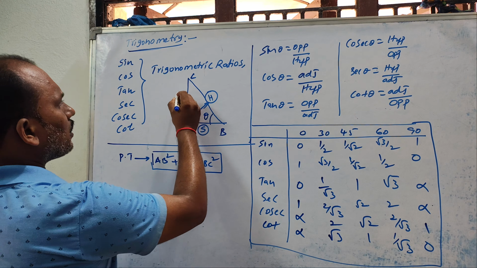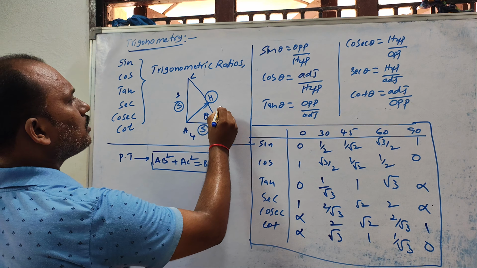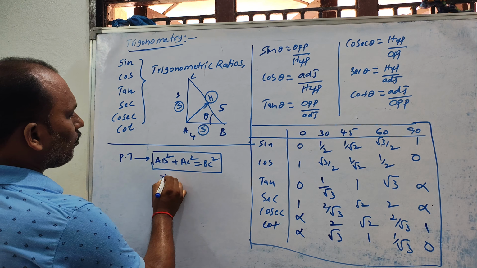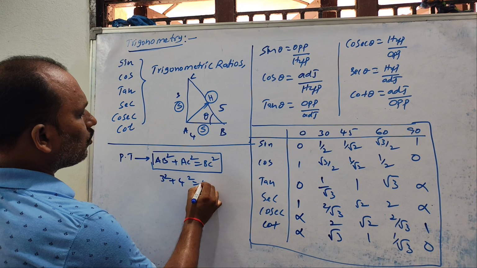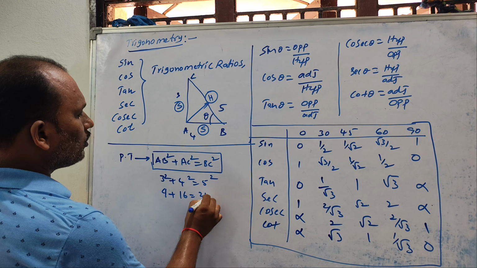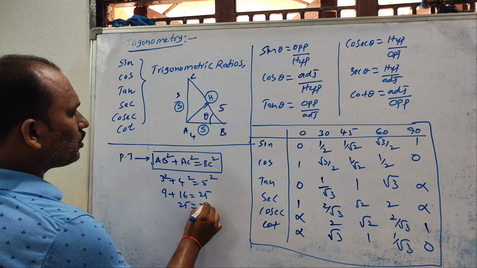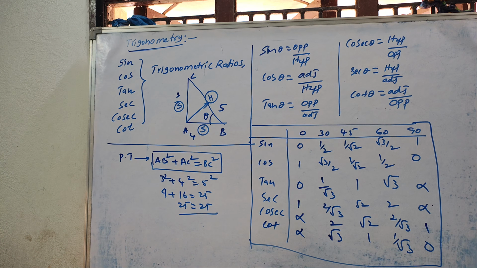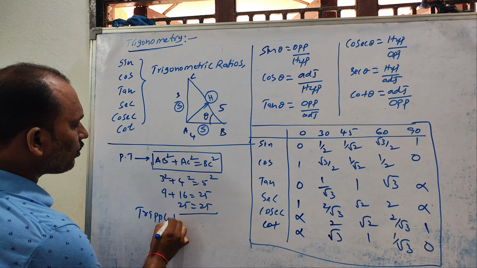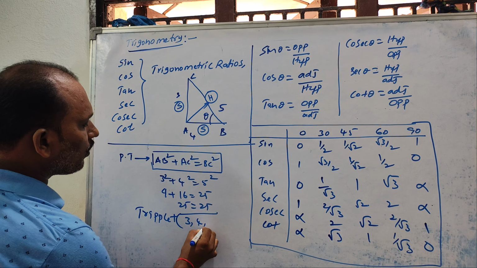So let us say this side is 3, this is 4, this is 5. How to check? Let's say 3 square plus 4 square is equal to 5 square. 3 square means 9, 4 square means 16, 5 square means 25. So 25 is equal to 25. This is called a triplet. So the triplet is 3, 4, 5.